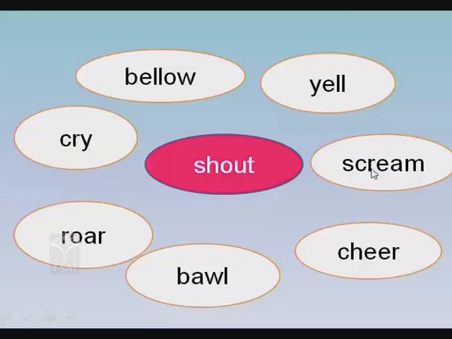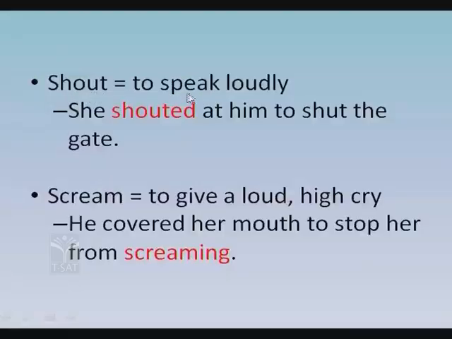Shout, scream, cheer, bawl, roar, cry, bellow, yell. All these words are related to raising one's voice and making others hear about it. But the usage of them, let us see now. Shout, to speak loudly.